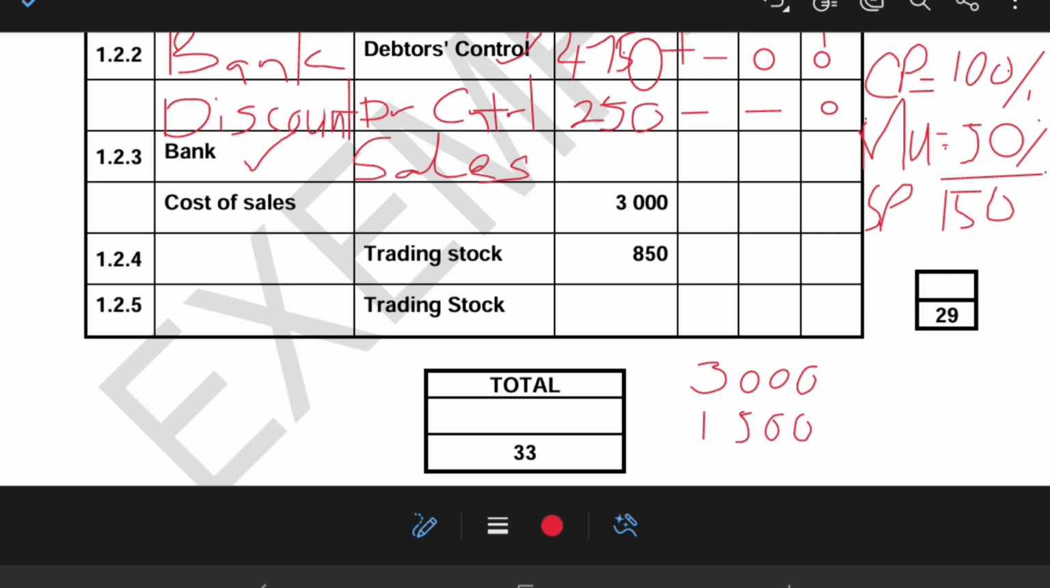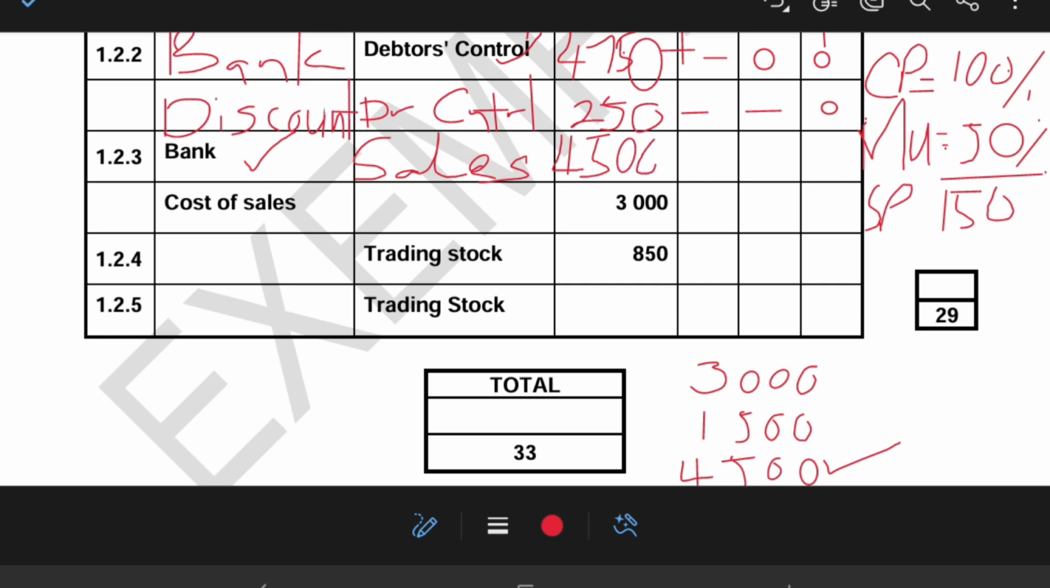1,500. And that means the selling price is going to be 4,500. That's just simple math there. If the cost price is 100%, which is your 3,000, the markup, which is added on top, in this case is 50% of that, which is 1,500, and then the selling price will be the addition of the two, which is 4,500. So this is our figure that we are taking to record here.